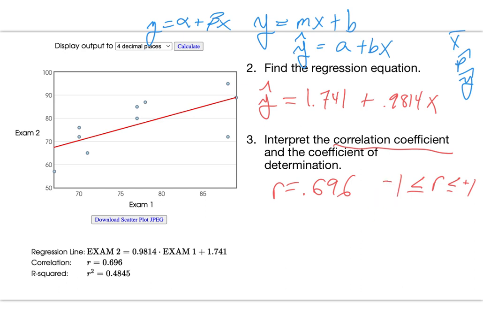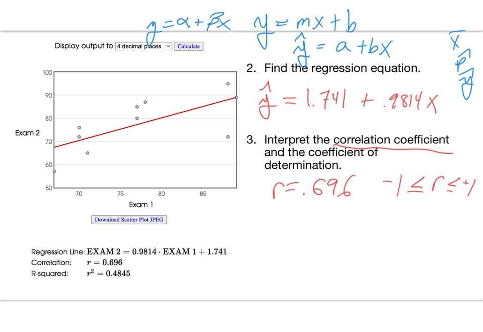Now when we say positive and negative, it's similar to slope. And actually, R determines the slope of this line. But anyway, negative would mean that the line goes down. Positive means the line goes up. The closer R is to positive 1, the stronger the relationship. Right now I have 0.696. Is 0.696 really close to 1? No. Is it really close to 0? No. It's kind of in between.